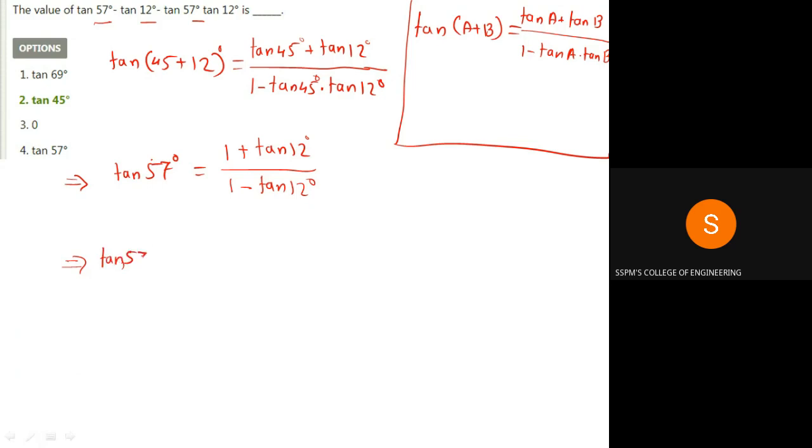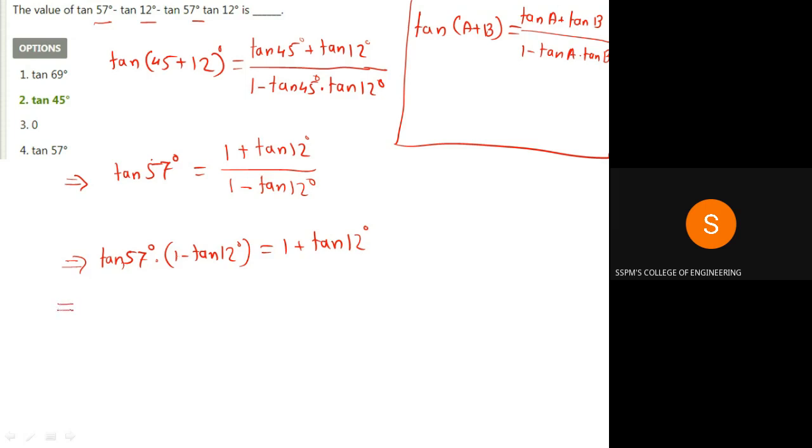Tan 57 degree into what? 1 minus tan 12 degree is equal to 1 plus tan 12 degree. So what we have done here, we have multiplied 1 minus tan 12 degree on both sides. So this 1 minus tan 12 and 1 minus tan 12 will get cancelled, and the left hand side will be multiplied by 1 minus tan 12 degree.